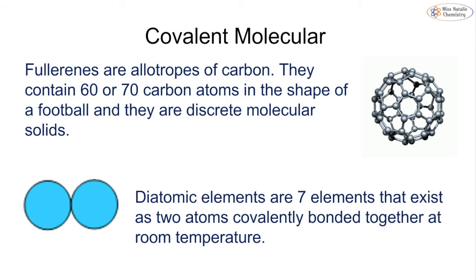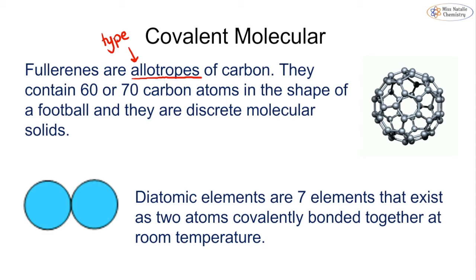So fullerenes are what are known as an allotrope of carbon, and all we need to know at the moment is an allotrope just means a different type of carbon. So carbon is not just 1 single carbon atom. Okay, it can bond together with 60 or 70 carbons, and they form the shape of a football, like we can see in the diagram here. And these are covalent molecular substances. Okay, we don't need to know too much about fullerenes, just simply that they exist.